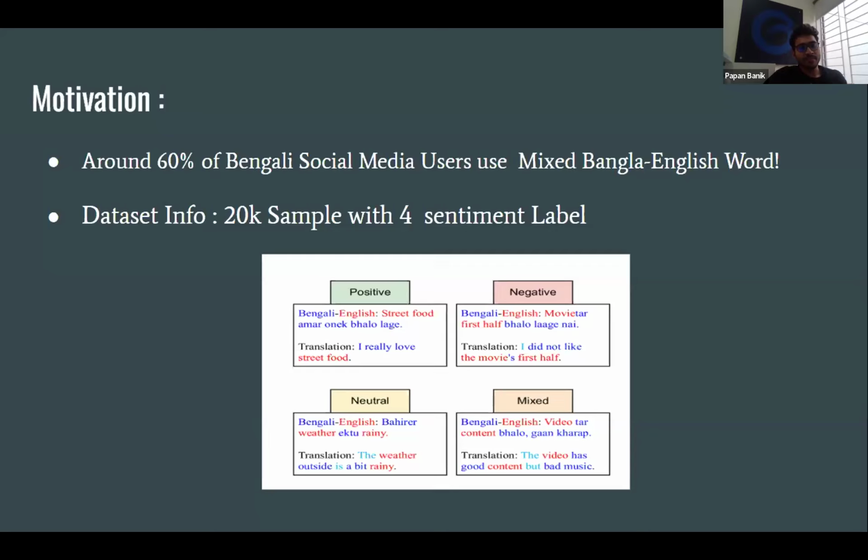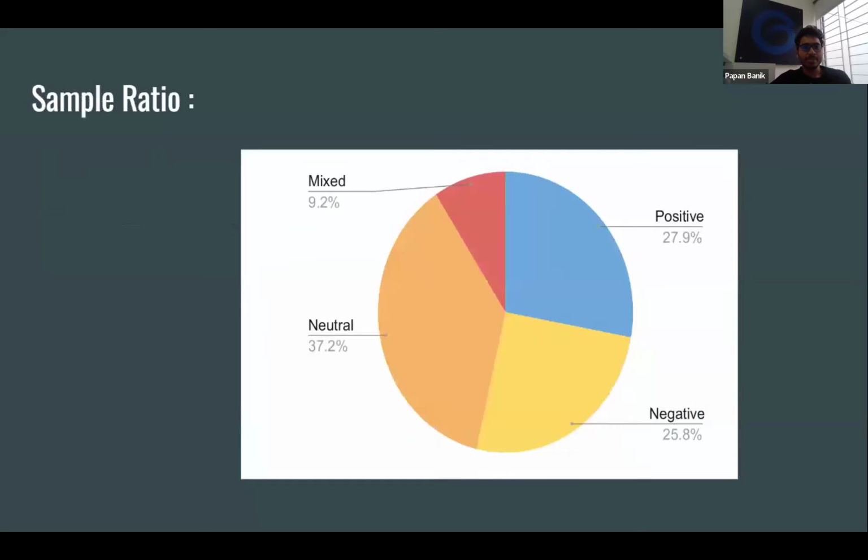From my dataset, there are 4 classes: positive, negative, neutral and mixed. Here is the sample ratio in my dataset. The total is 20,000 samples with 4 class labels. Positive is 27%, neutral is 37%, and negative 25%. The rest of the data is mixed. Mixed means both positive and negative.